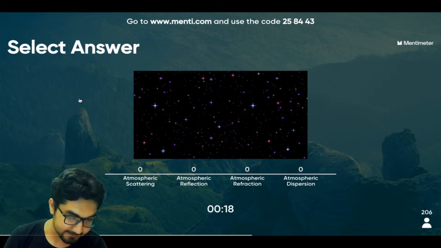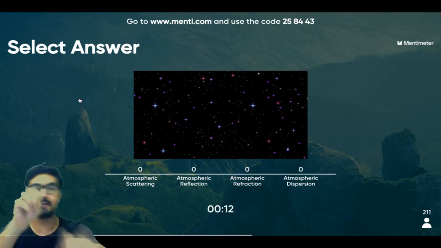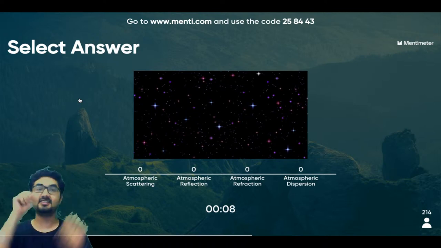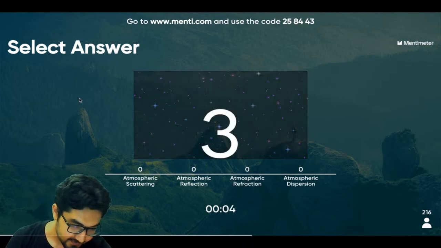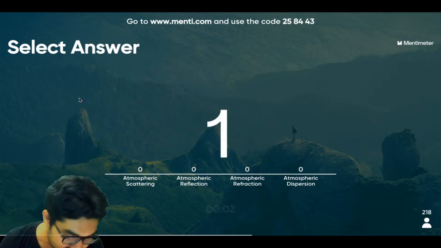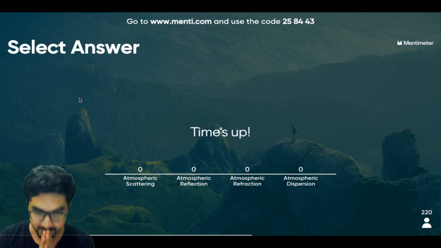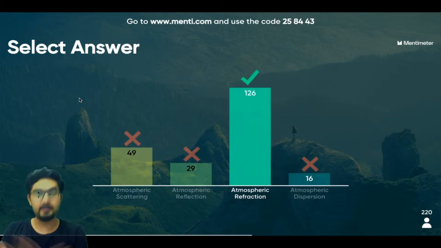So last 15 seconds left. Only 15 seconds left. The stars are twinkling. Something or the other is happening. What could be the reason of this twinkling of stars? A, B, C, D. Why are you making silly mistakes, guys? Let's see the correct answer. 126 people have done this correctly.